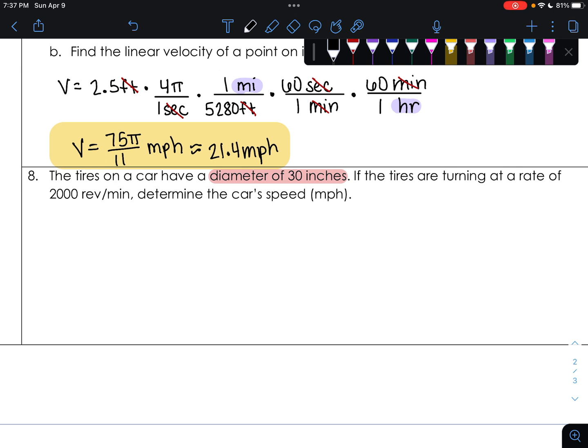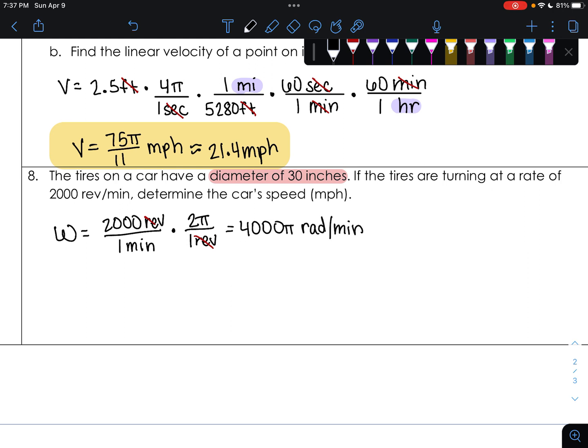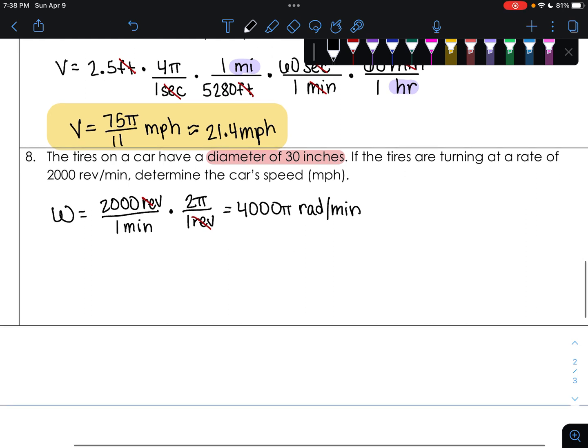So step 1 is we're going to find the angular velocity. It says that it takes 2,000 revolutions for every 1 minute. If I multiply that by 2 pi over 1 revolution, that gives me my angular velocity. And again, my revolutions cancel out, and so it goes 4,000 pi radians per minute. But that's not what I want. I want the linear velocity in miles per hour.